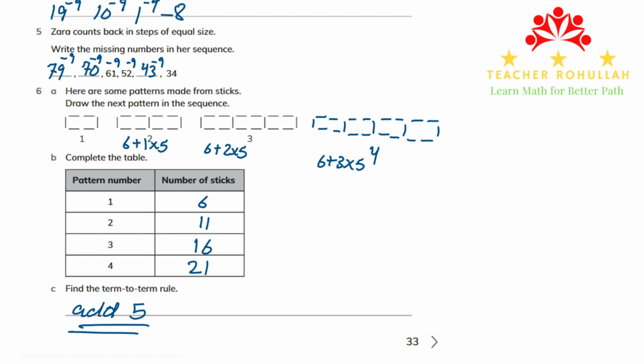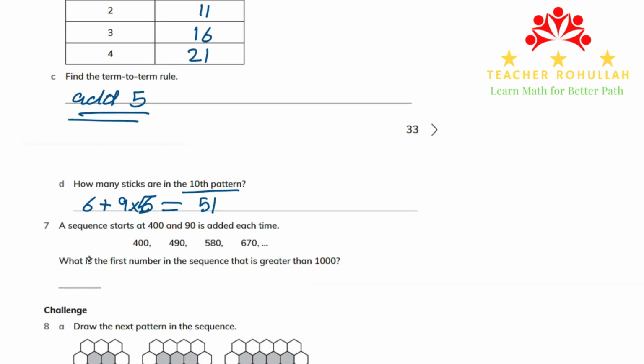It is 21. In the same way, to find the 10th one, we can add 6 to 9 times 5. 6 plus 9 times 5 gives us 51, which is the 10th pattern. Well, we are done with question number 6. Let's now work on question number 7.